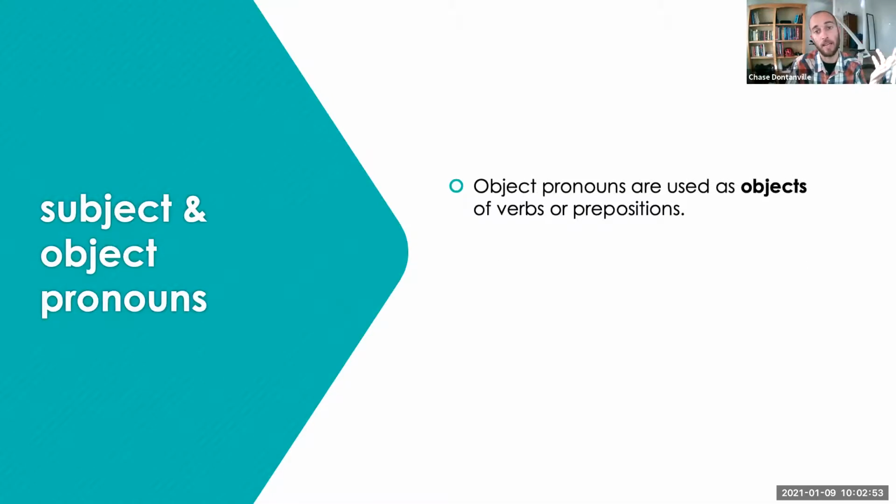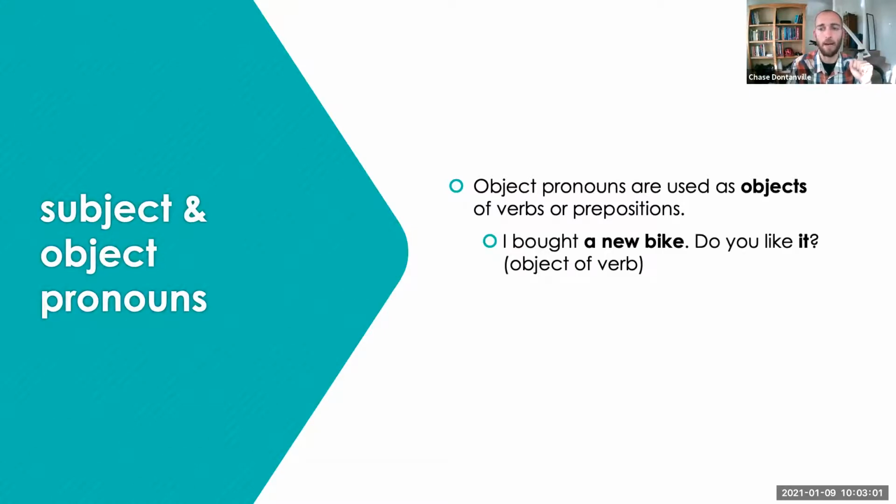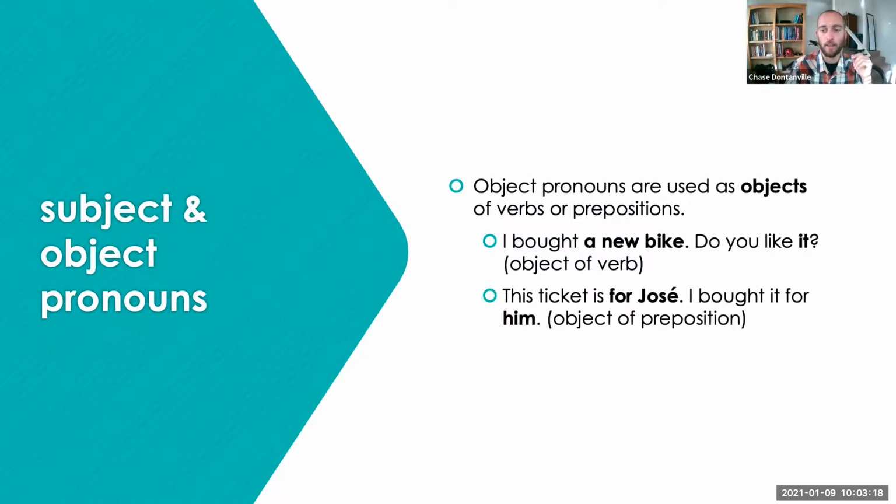Object pronouns are used as objects. They can be the object of a verb or the object of a preposition. I bought a new bike. Do you like it? It is not the subject, right? Because I is the subject, bought is the verb, and a new bike is the object. I bought a new bike. Do you like it? This ticket is for Jose. Jose is the object of the preposition. For is the preposition and then Jose. So we need an object pronoun. I bought it for him.